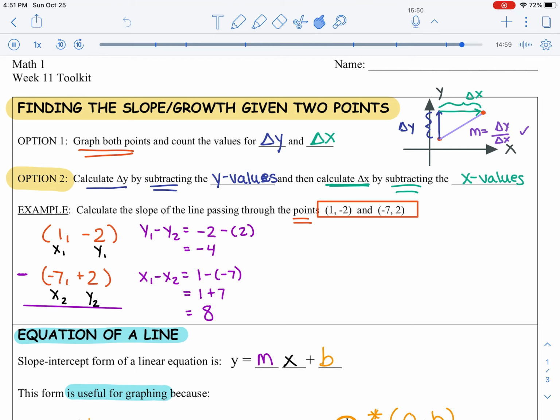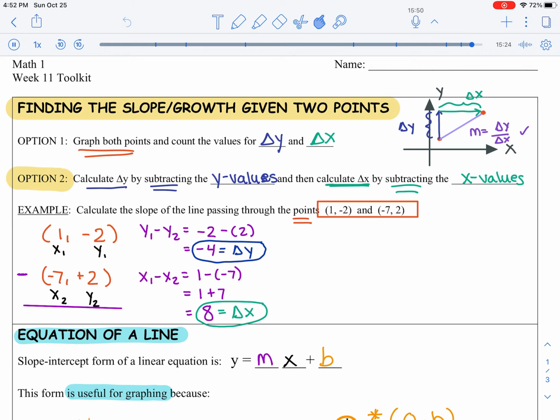Now I can say that -4 equals the change in y because I got that number from subtracting the y values. And I can say that my 8 represents the change in x since I found it from subtracting x values.